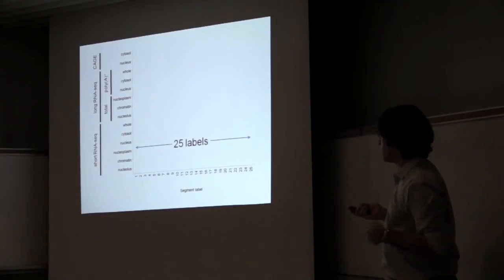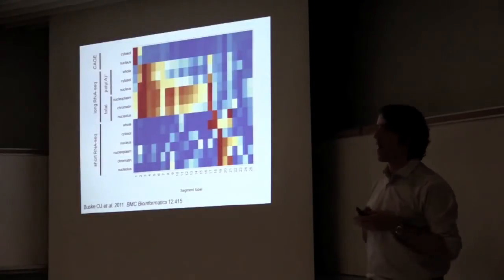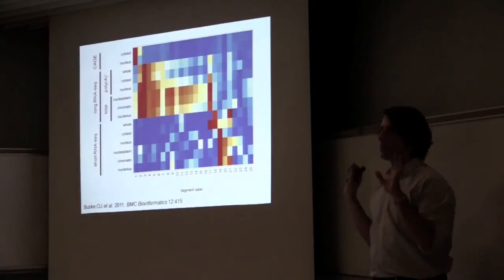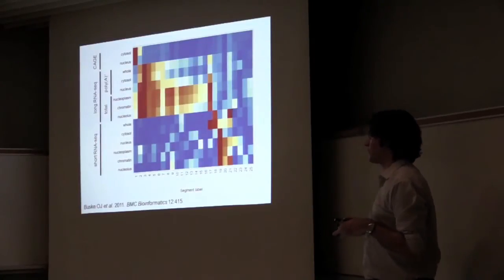So we picked 25 labels for a similar reason as before, and we end up with a pattern that's somewhat like this. And this is all kind of unpublished work, so maybe you shouldn't tweet this part. I'm not tweeting.